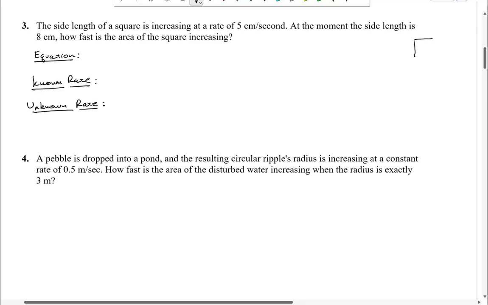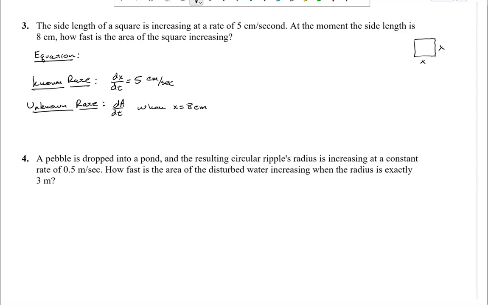If we label the length of each side of our square as x, then the known rate of 5 centimeters per second will be a rate of change in the side length x with respect to time, and that equals 5 centimeters per second. The question is ultimately asking for how fast the area of the square is increasing. That will be the unknown rate, dA/dt. And they want us to find this rate when x is 8 centimeters.